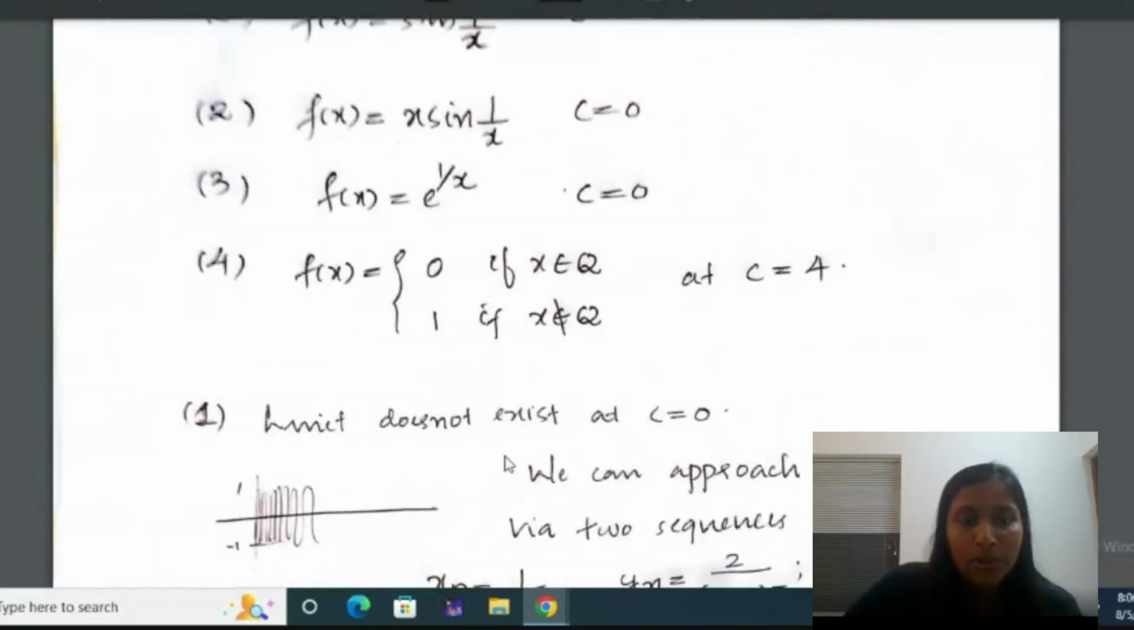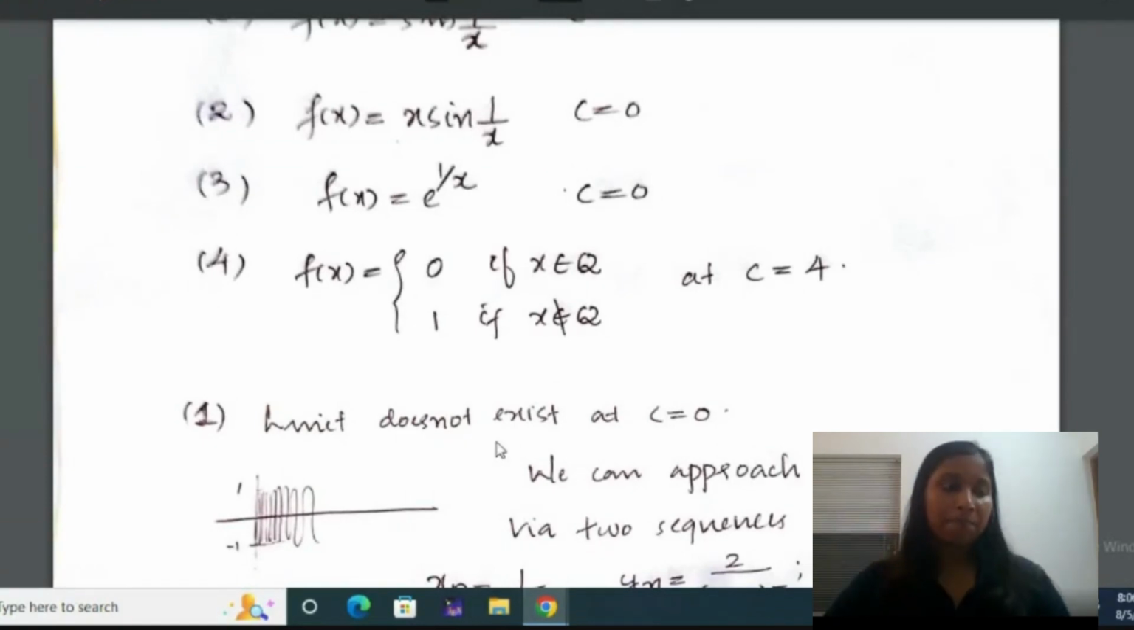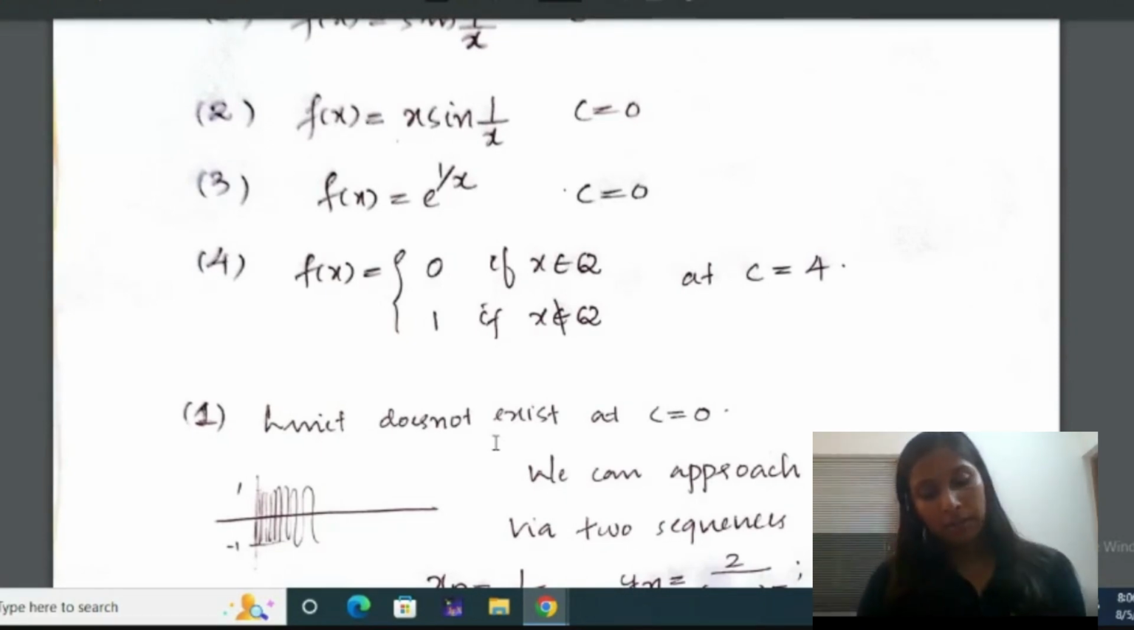I think it's clear to you. So the thing is, if we have x sine 1 by x, the limit will be 0. If we take only sine 1 by x, it won't have a limit. But if there is a component like x sine 1 by x, some positive power of x with sine 1 by x, it will have limit 0. So what about x raised to n sine 1 by x, where n is strictly greater than 0? The same thing we can apply here.